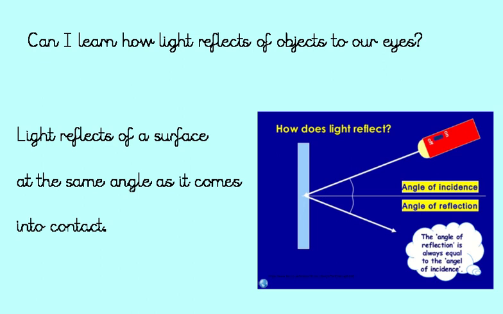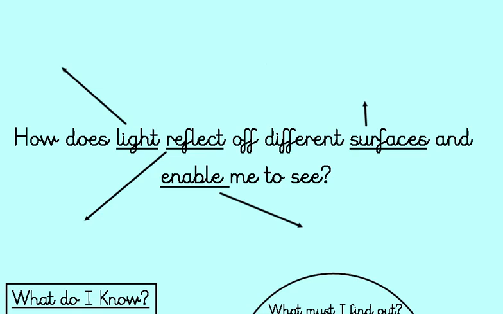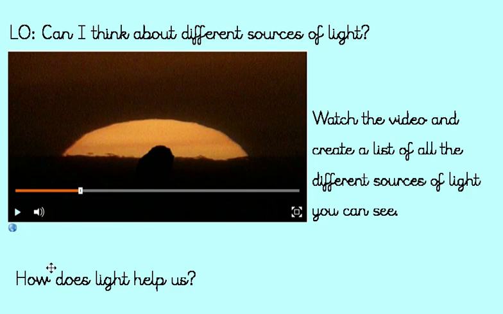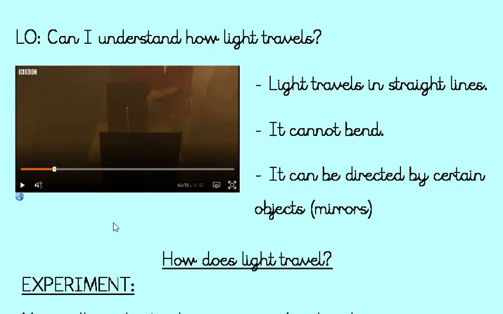Now, last week we started our new learning journey, and we came up with our new learning journey question, and that was: how does light reflect off different surfaces and enable us to see? So we started off by looking at different light sources, didn't we? And we listed all those different sources of light, where light comes from. And then we looked at how light travels, and we learned that it travels in straight lines and it can't bend, and that if it hits certain surfaces, it either becomes absorbed or reflects.